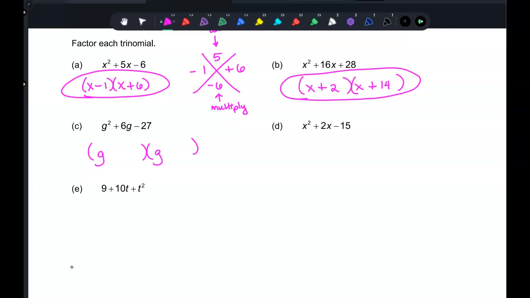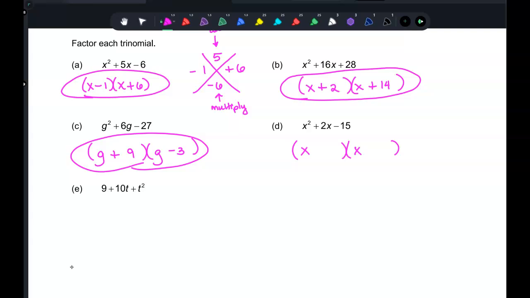Positive 9, negative 3. If this is a negative, I know right away there has to be a positive and one negative. Positive 9, negative 3. For E? 1 and 9. Negative 3, positive 5. Okay, negative 15.